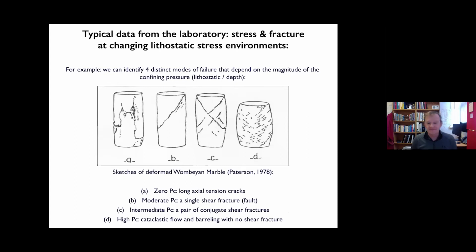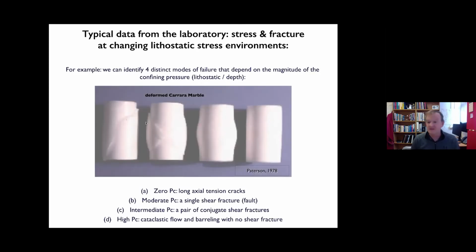And the typical data, just to finish off this little setup, we can identify 4 distinct modes of failure, from axial splitting, A, through to a single shear fault. A bit more pressure, a bit more depth gives us a pair of conjugate shear fractures, and finally at high pressures we enter the ductile or quasi-ductile regime. These sketches are from Mervyn Patterson's classic work back in the 70s, and again here are some photos of the same, of the formed coronal lob.